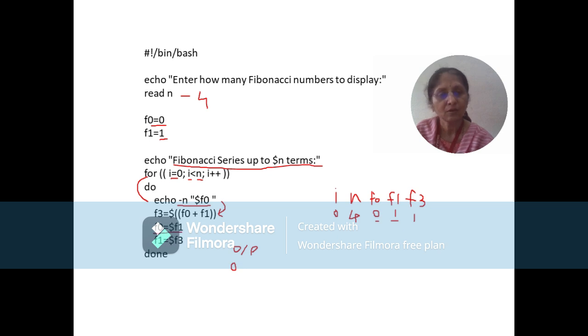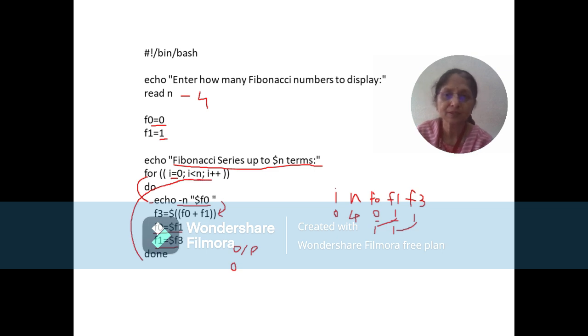See, just see. What is F naught? Now F naught becomes F1. So that means F naught becomes 1. What does F1 become? F1 becomes F3. So F1 becomes F3, so what is there? 1. Right? The value of F1 is now copied to F0. The value of F3 is now copied to F1. Fine. So from here the control again goes back, and where does it go?